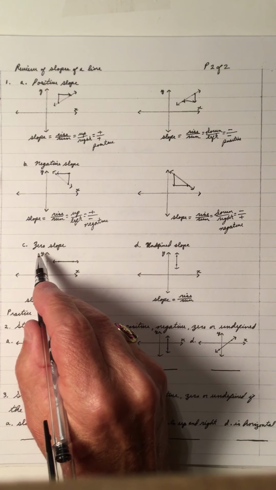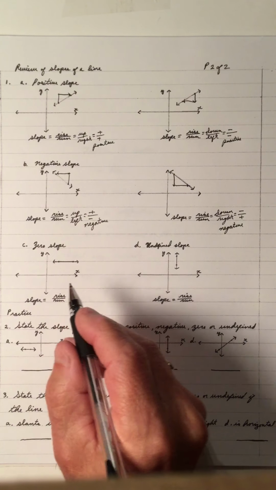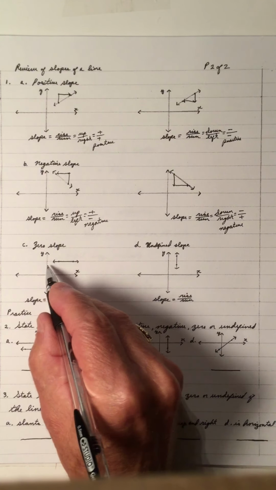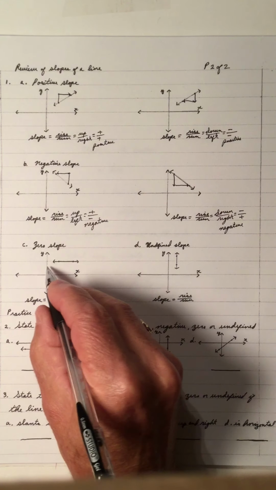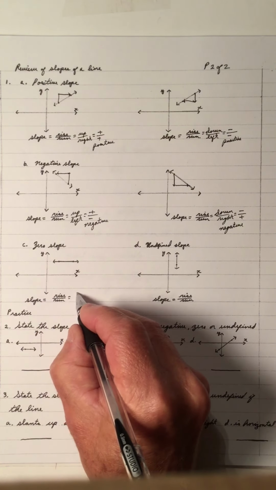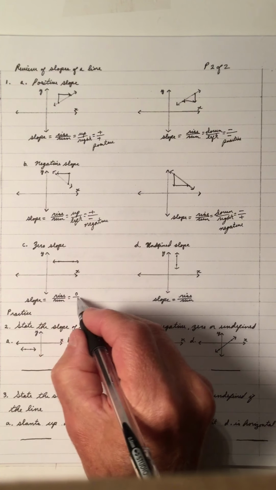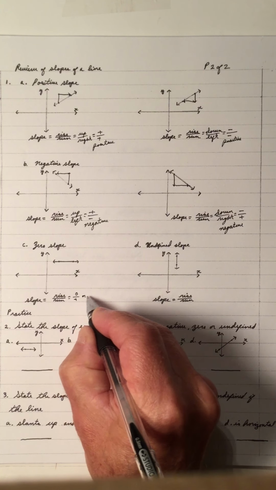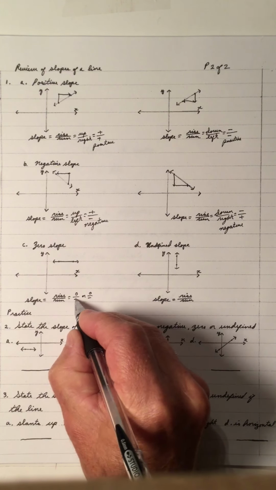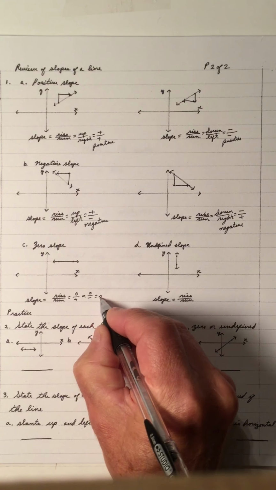Another slope that we have of a line is zero slope. The zero slope is based on a horizontal line. The slope of a horizontal line is zero because the rise on this line is zero. And the run could be a positive or a negative number. It makes no difference if it's positive or negative. Zero divided by any number is zero.